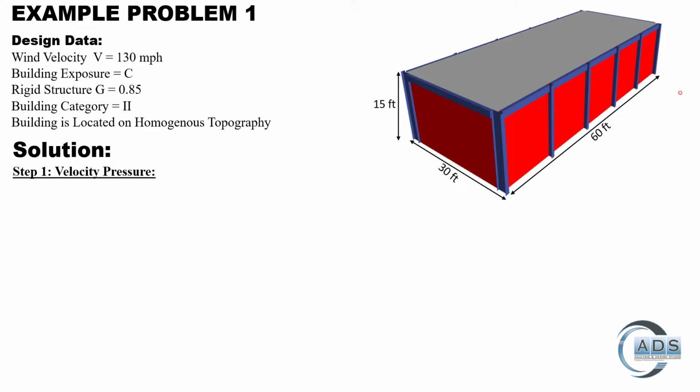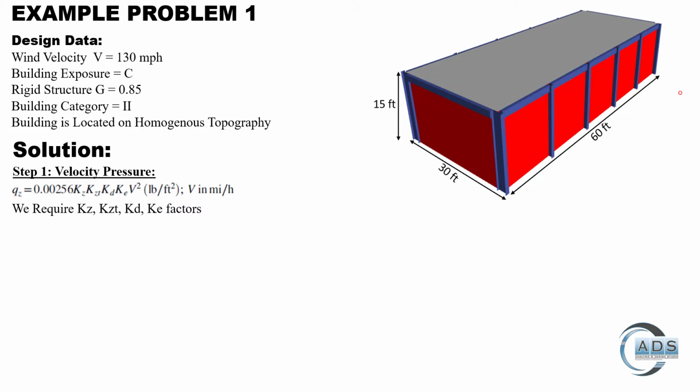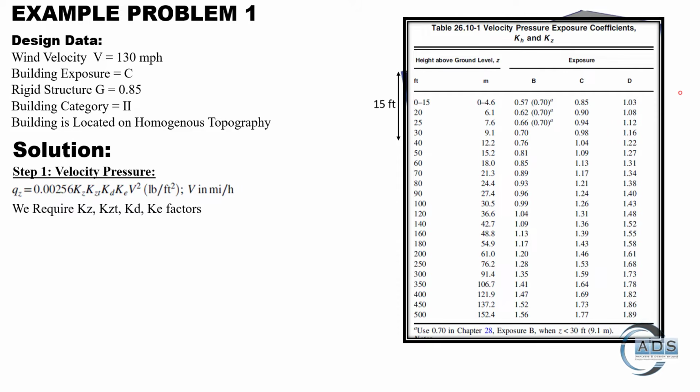Step 1 is to find out the velocity pressure using this particular equation. For this equation we require these factors: Kz, Kzt, Kd and Ke. For the Kz factor, using this particular table, since the roof mean height of our structure is 15 feet, we will go into the table for 15 feet and we have the building exposure as C, so the Kz value is 0.85.